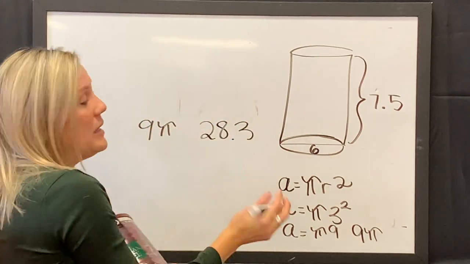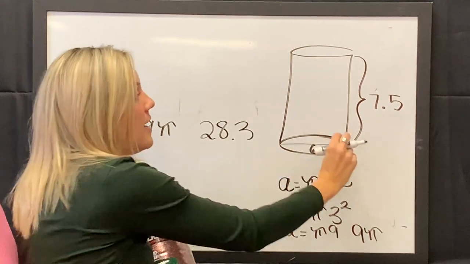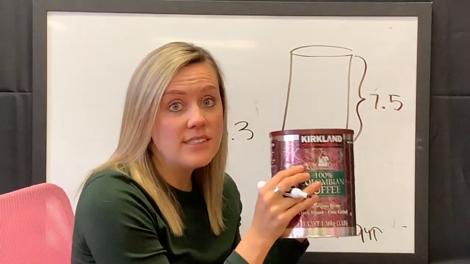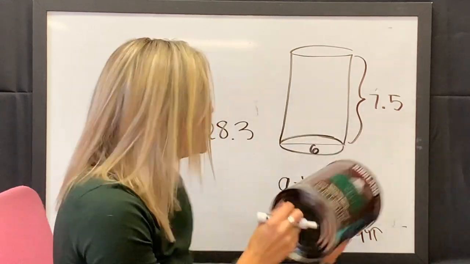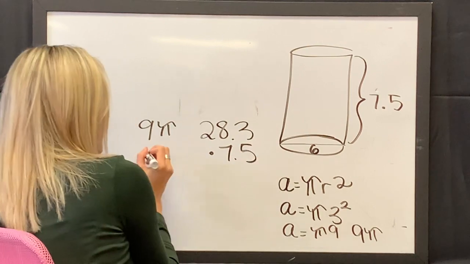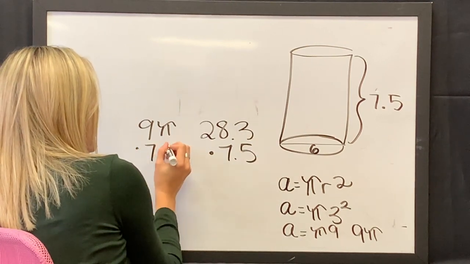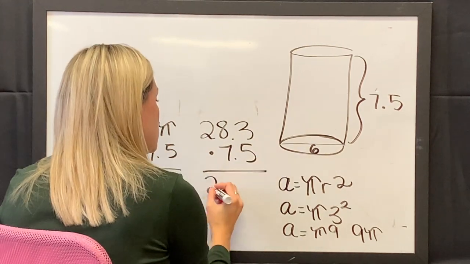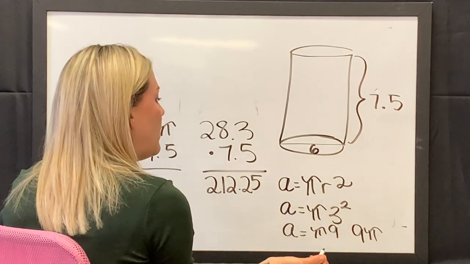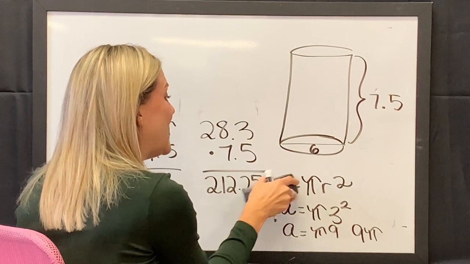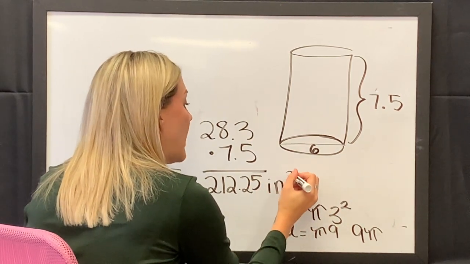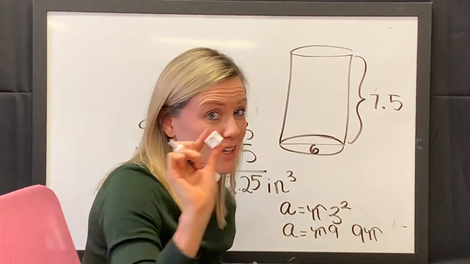The next thing I'm going to do is take both of these numbers and multiply them by my height. And if you remember, the height of this cylinder was 7.5 inches. So I'm going to take this and multiply it by 7.5, and I'm going to take this and multiply it by 7.5. 212.25. And we want to label our answer inches cubed, because we are figuring out how many cubes would go inside of this cylinder.